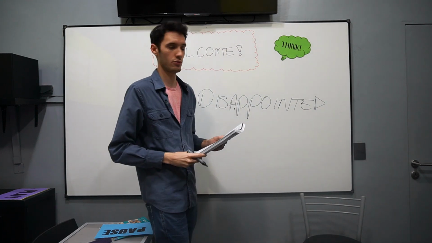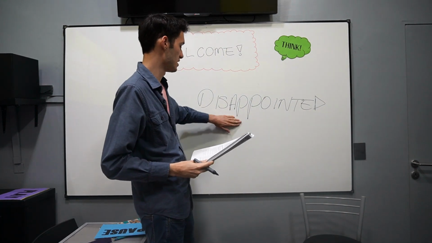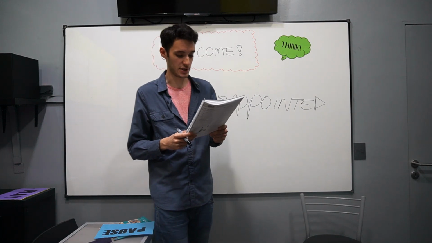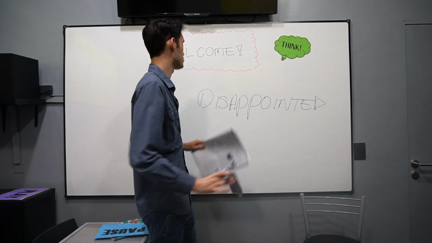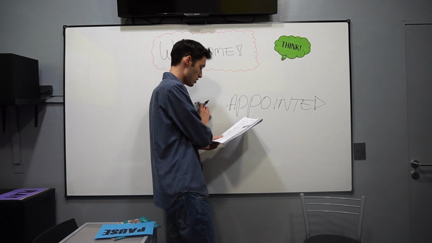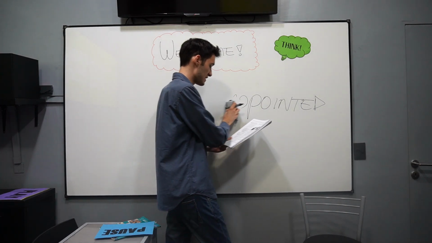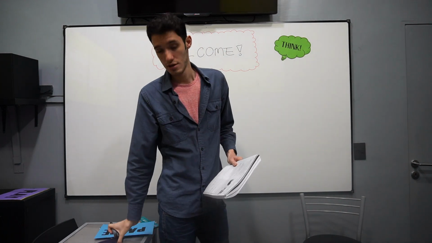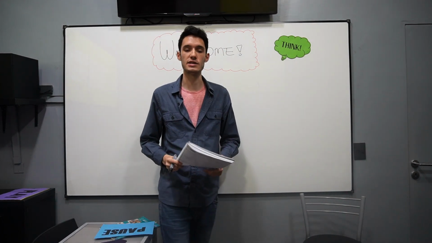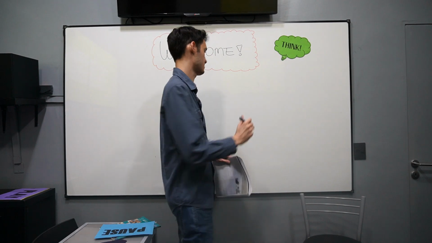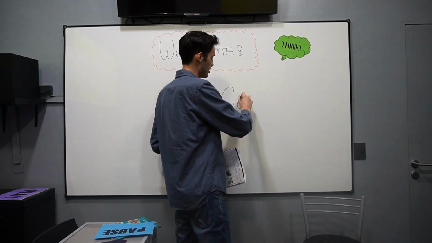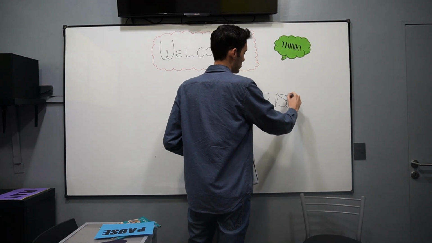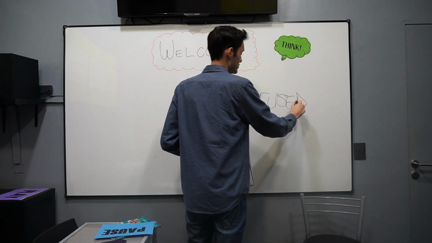Disappointed. Okay, we have over here disappointed, double P, T. Okay, disappointed. The next one, number 6. It says, they don't understand the exercise. They don't understand the exercise, so they are probably very what? Very good, confused. They are probably very confused.